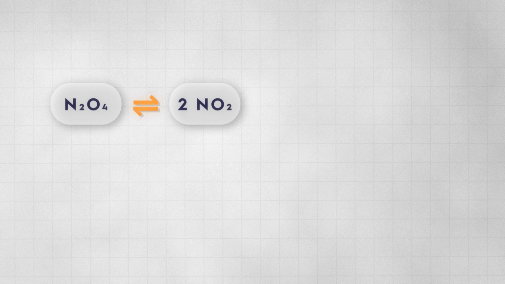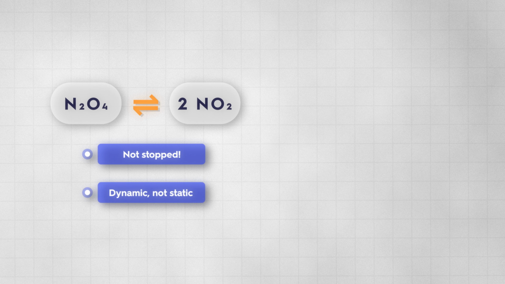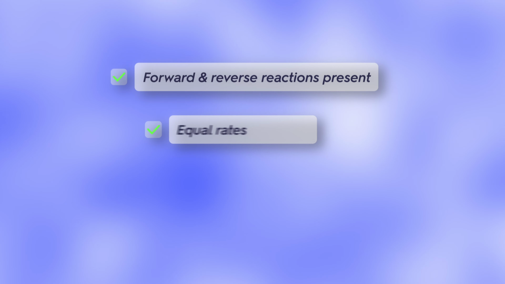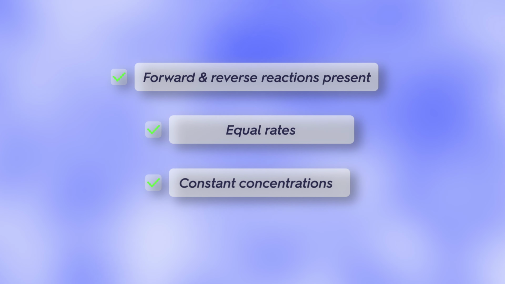However, equilibrium doesn't mean the reaction stopped. It's dynamic. Both directions still happen, but at equal rates, so the amounts stay constant overall. And it's not automatically 50-50. The final mix depends on the conditions, like temperature, pressure, or concentration, and on how the reaction tends to balance under those conditions. So far, we've covered that equilibrium has two opposing reactions: equal rates and constant concentrations.